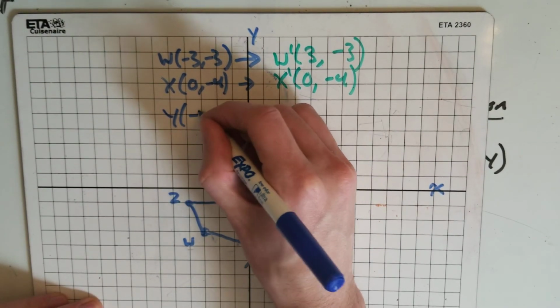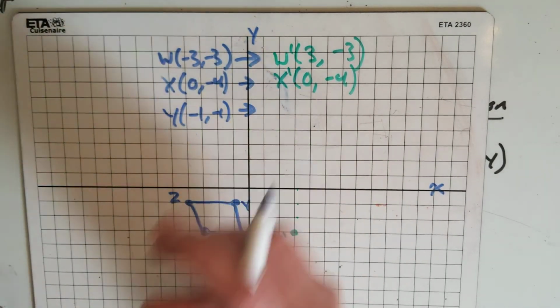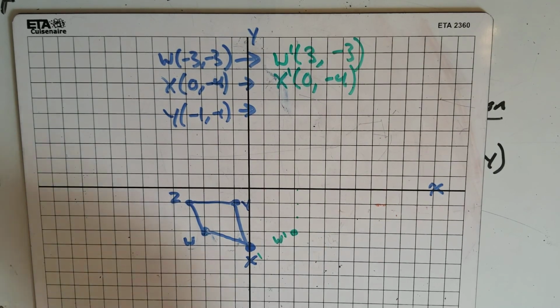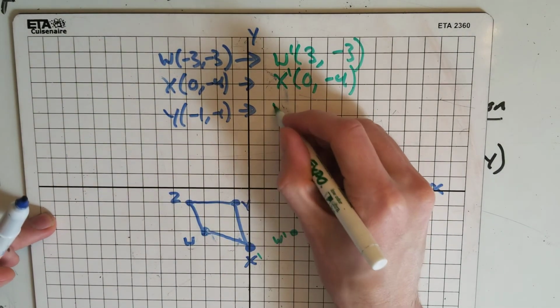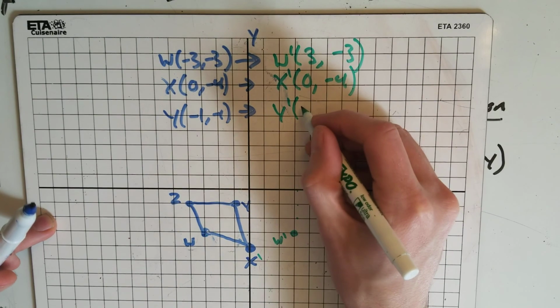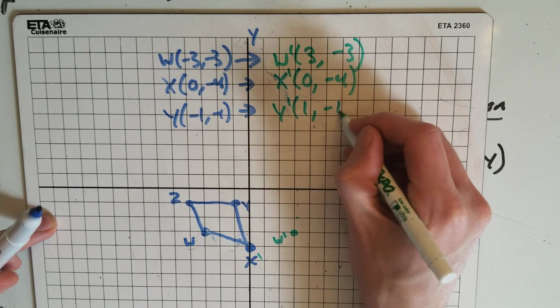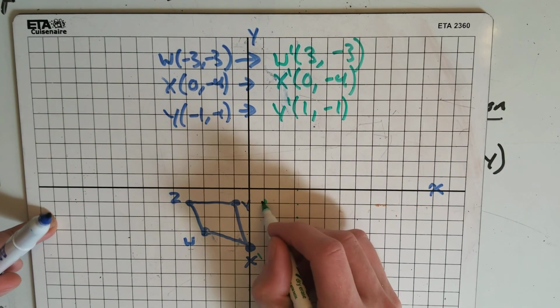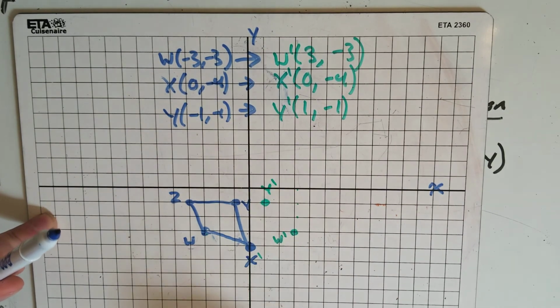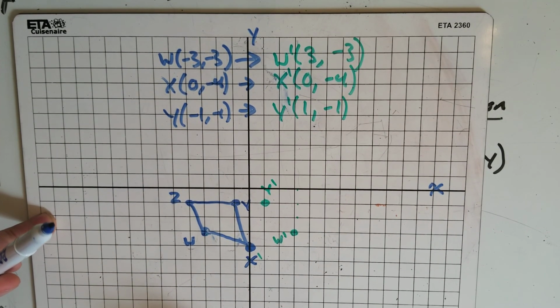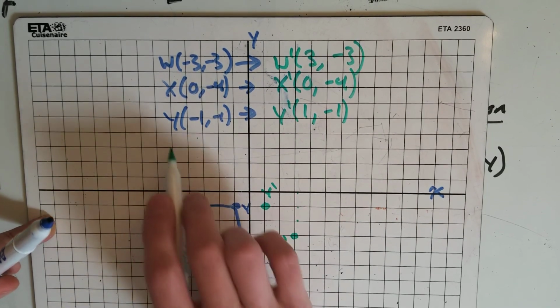Our next point was y, which is negative 1, negative 1. When you reflect, x is going to become the opposite. We're reflecting over the y-axis, so it becomes 1, and y stays the same. So you go 1, negative 1. There's your y prime.